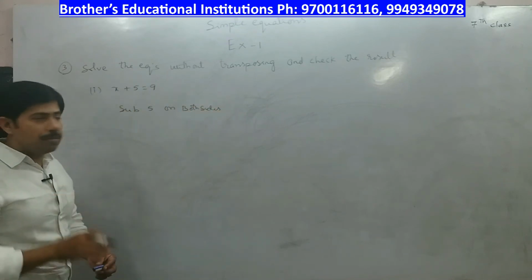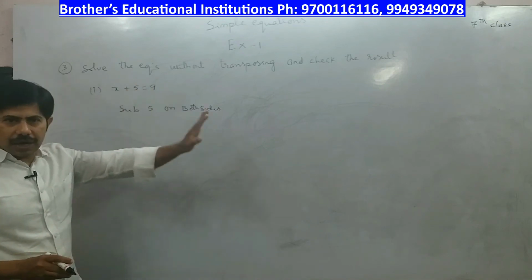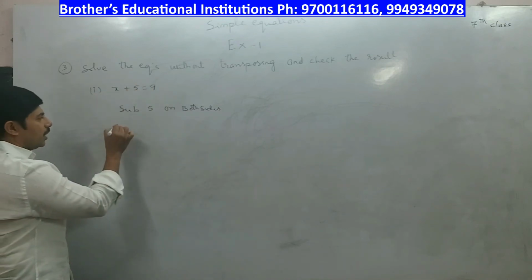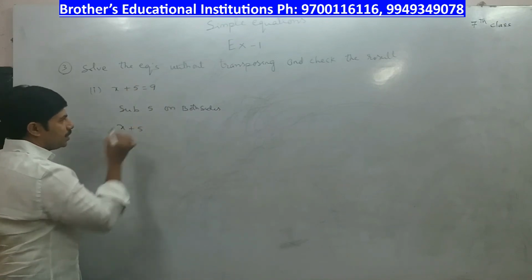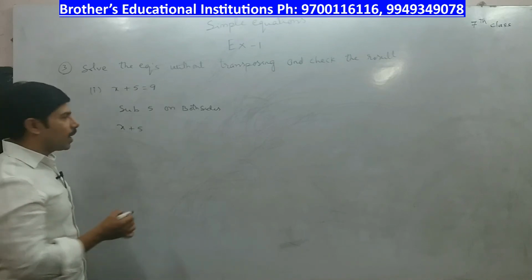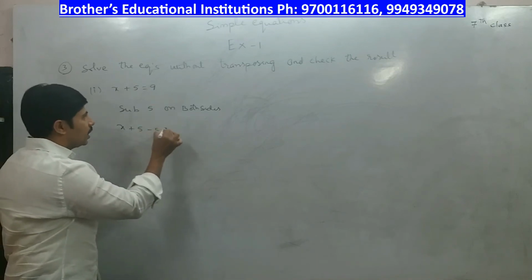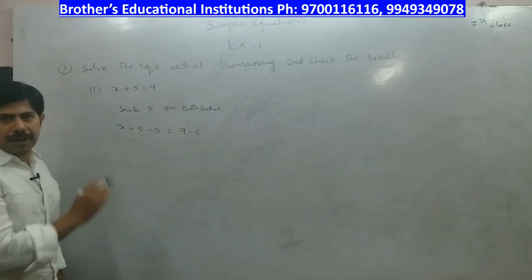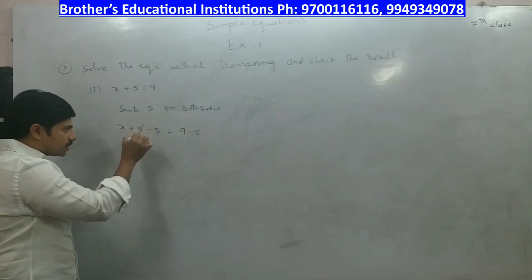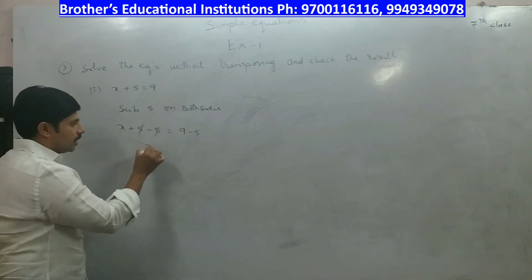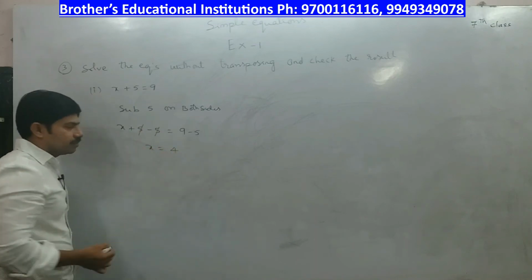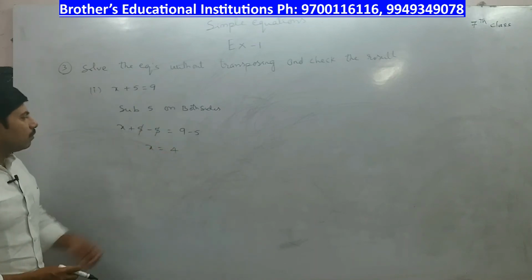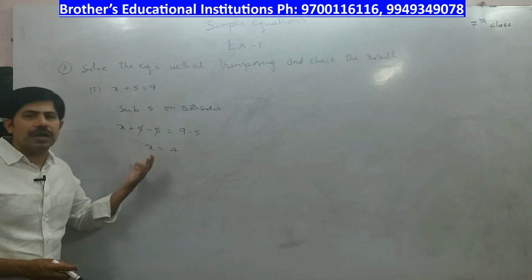What do you mean by both sides? LHS and RHS. First I will write x plus phi as it is. We need to subtract phi on LHS and we need to subtract phi on RHS. After subtracting, plus phi minus phi cancels, and x is equal to 4. So now we got the solution: x is equal to 4.